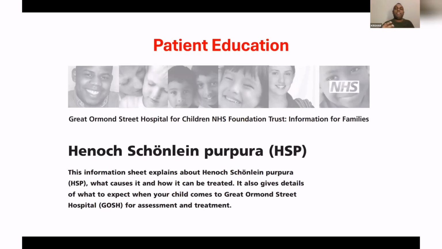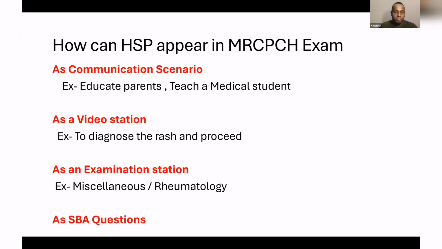Right. And then it's very important to educate the parents. Most of the trusts will have their own guidelines. So this is one of the guidelines used in Great Ormond Street Hospital, London. So these leaflets will be readily available for patients to read. And then if there's any concern, they can always come back to doctors and ask about what their doubts are.